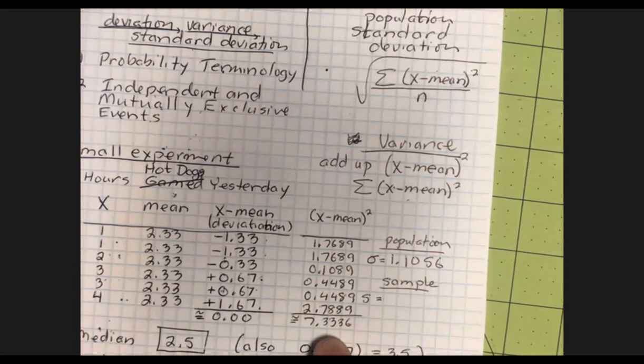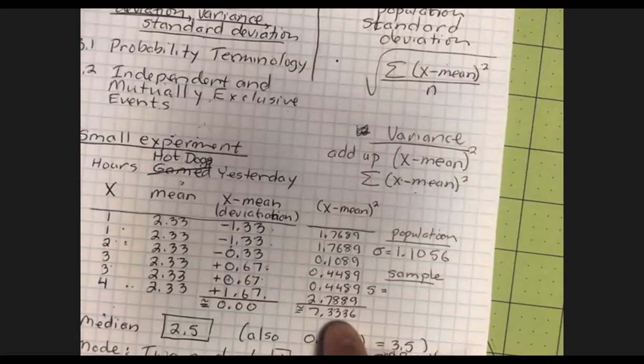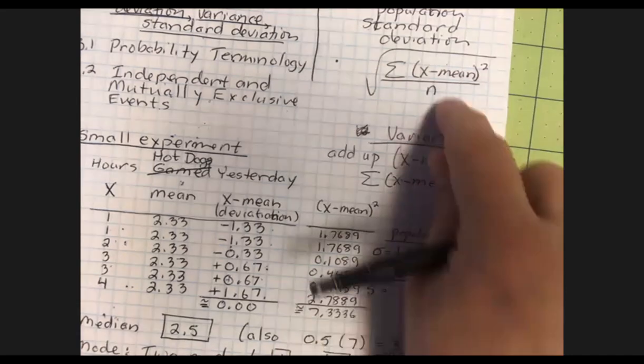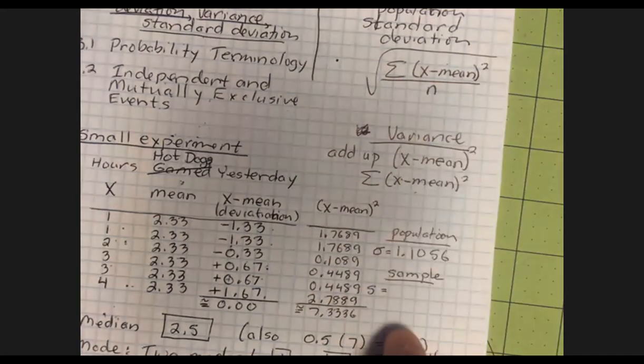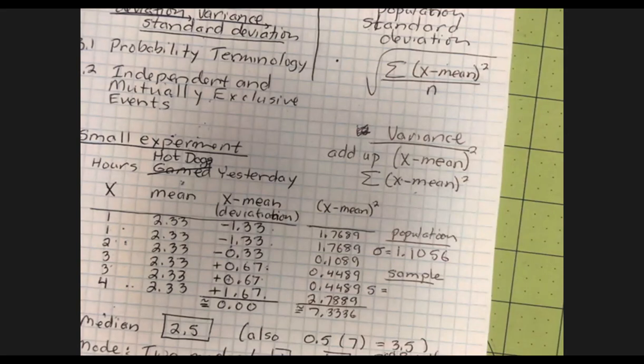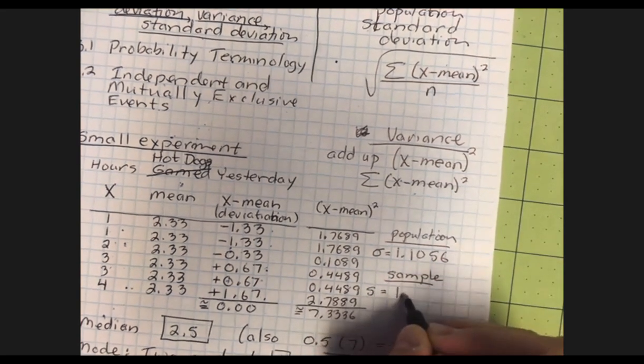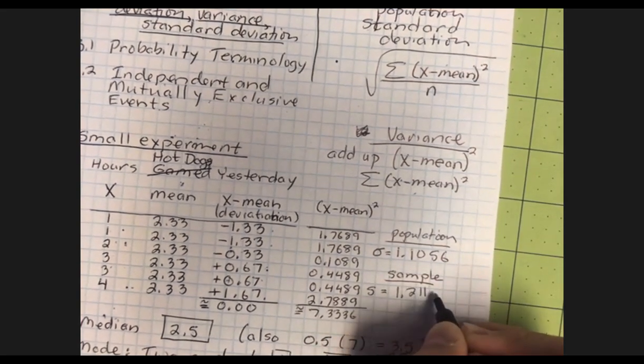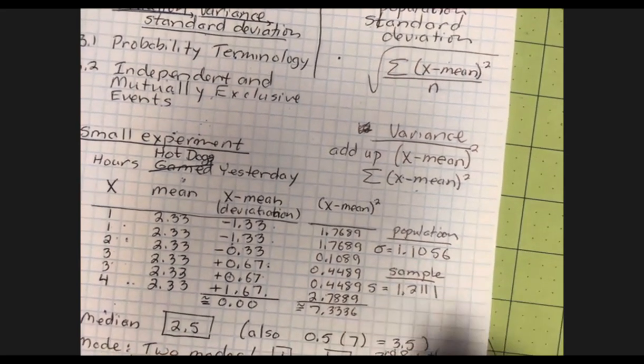So what if I had taken that 7.3336 divided by n minus 1 and then taken the square root? So I'll do that on my calculator. So that means divide 7.3336 by 5 and then take the square root of that. And that's 1.2111.